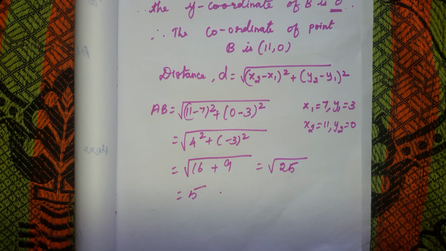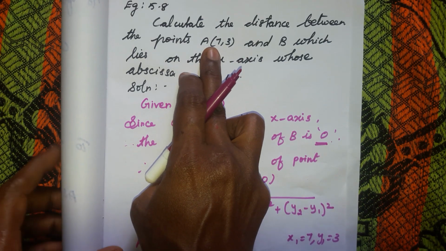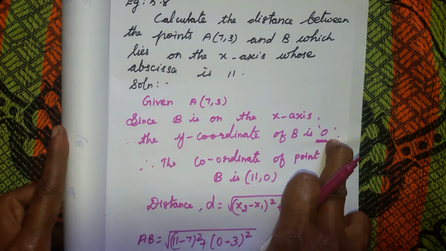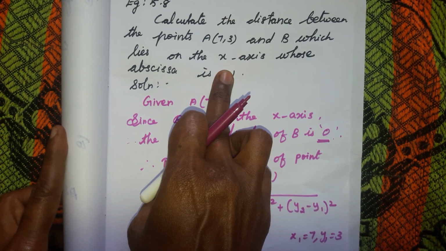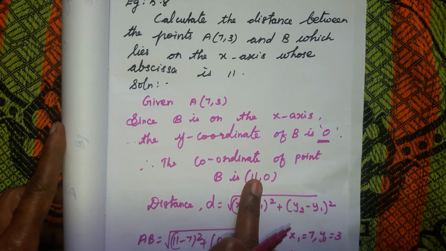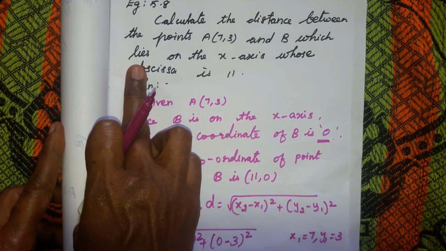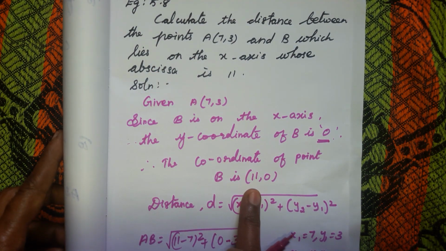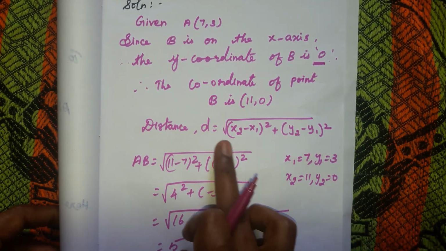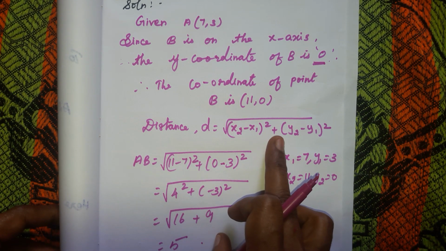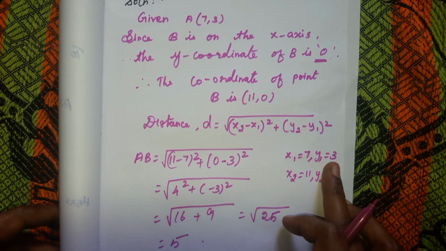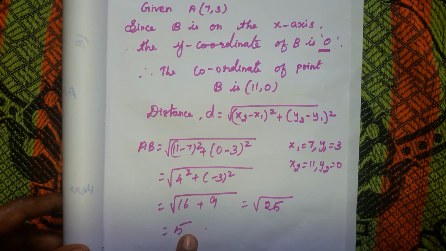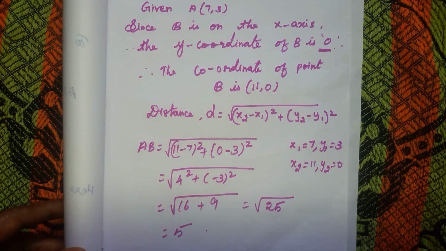Okay, clear? Calculate the distance between the points A and B, which lies on the x-axis. If it lies on the x-axis, the y coordinate is 0. Next, the abscissa is 11, like that it is given. Abscissa means x-axis, ordinate means y-axis. Okay. So the point B is (11, 0). Then distance D is equal to root of (x2 minus x1) the whole square plus (y2 minus y1) the whole square. If you do that, what is the AB answer? AB is equal to 5, like that we are getting.